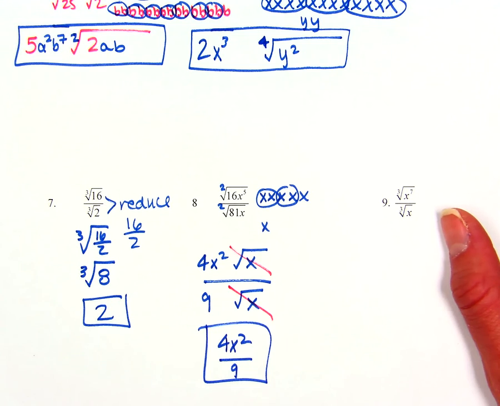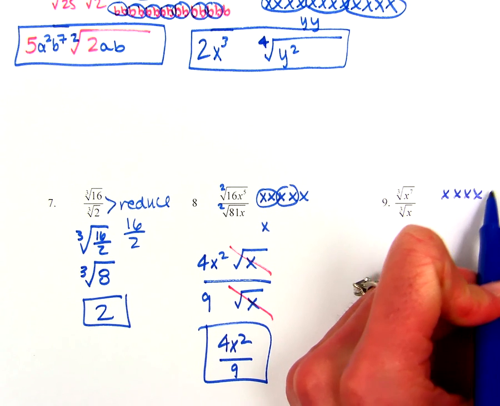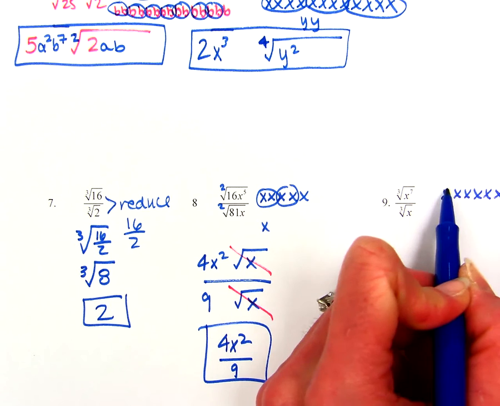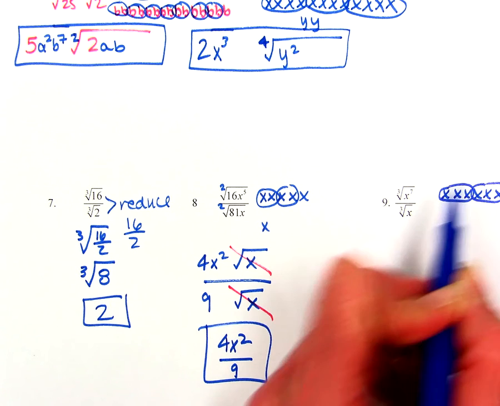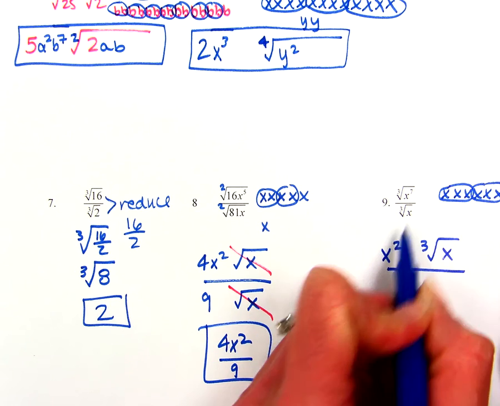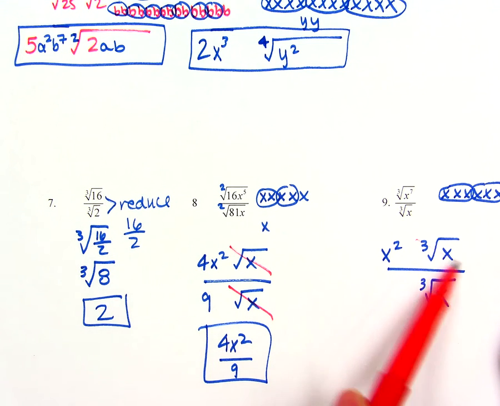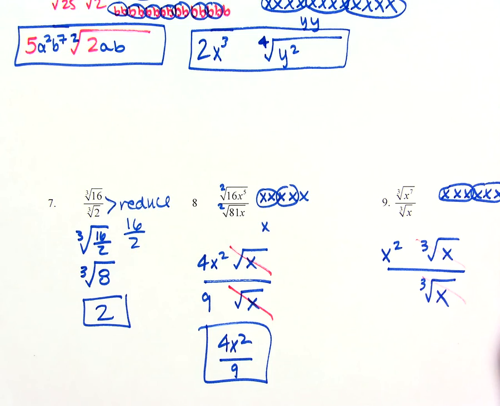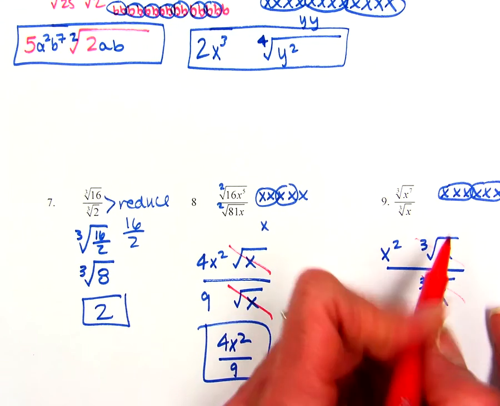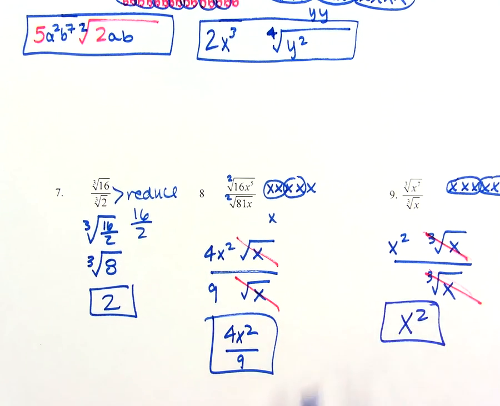All right, final problem. Can you reduce right away? So we've got a cube root. We can get x squared out. We have a cube root of x left over. And over here on the bottom, we have cube root of x. And just like in the last problem, we have the same thing on the top and bottom. So you can cancel out. So your final answer is x squared. And then you are all done.